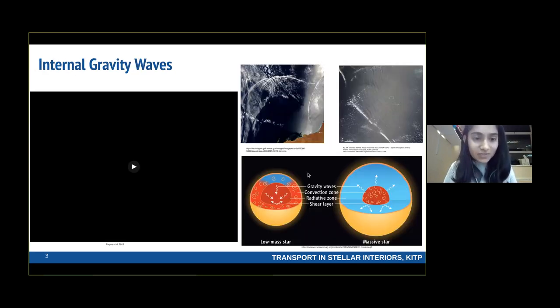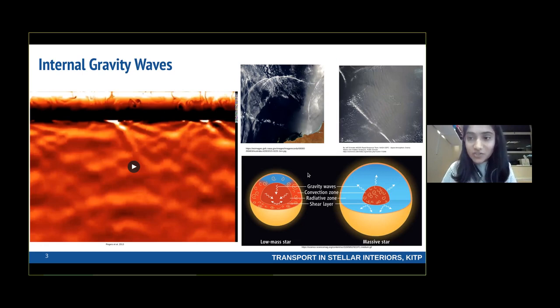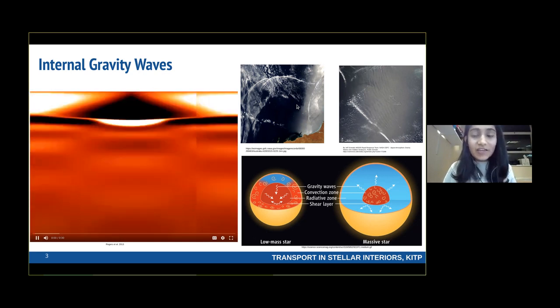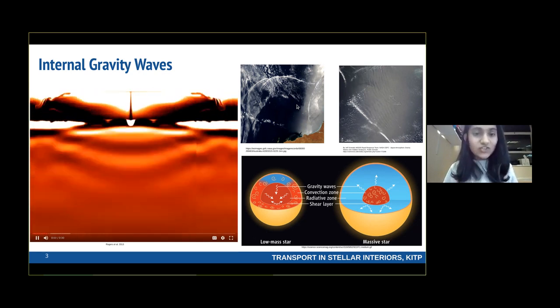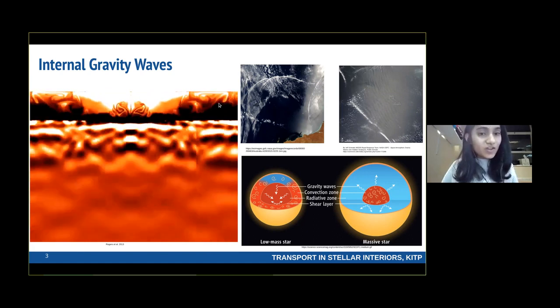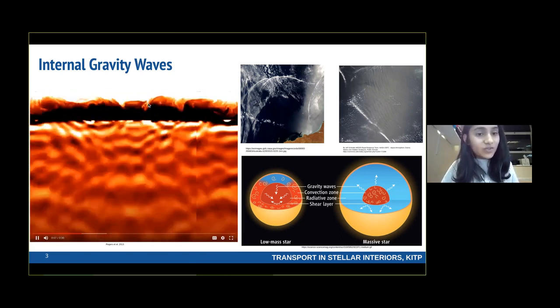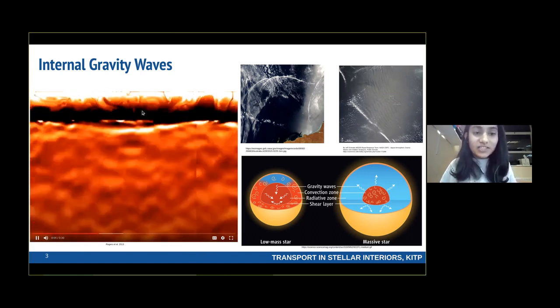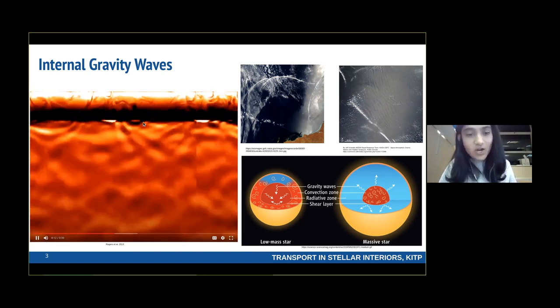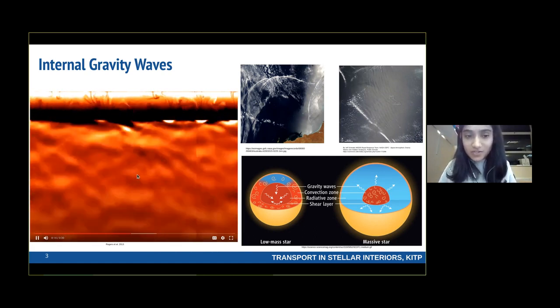About these waves: they have gravity as the restoring force, and they propagate in a stably stratified region. We find these waves in the atmosphere, for example, when wind flows over a mountain, or in oceans, where they are responsible for turbulent mixing. In stars, any disturbance in the convection zone can generate these waves. The movie here shows the convection zone at the top with the waves generated from the convective radiative interface, propagating into the stably stratified radiation zone.